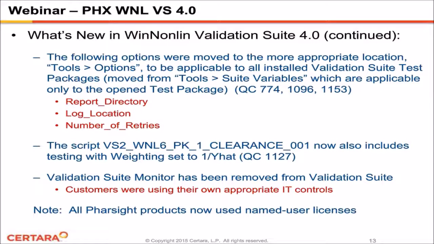So this feature is going to be more important if we have future versions of the Validation Suite for other Farsight products. The PK1 clearance script now includes testing with weighting set to 1 over y hat, and that is 1 over the predicted value of the dependent variable. The script previously included all other weighting types except this one, so now this last weighting type has been included.